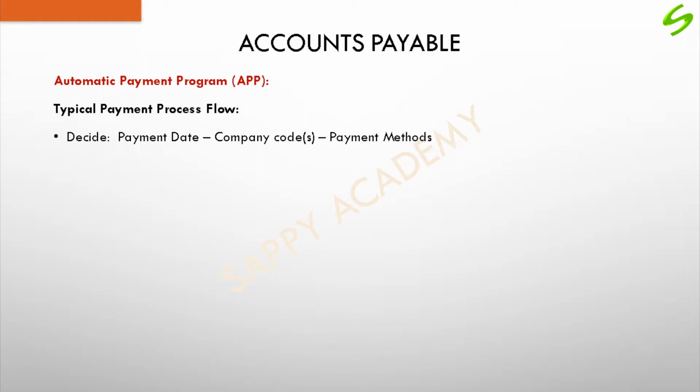To start the APP run, the first thing the payment team does is decide the payment date when we have to make the payment. They decide for which company codes they want to make the payment and using which payment methods. Once they do that, they create a proposal.